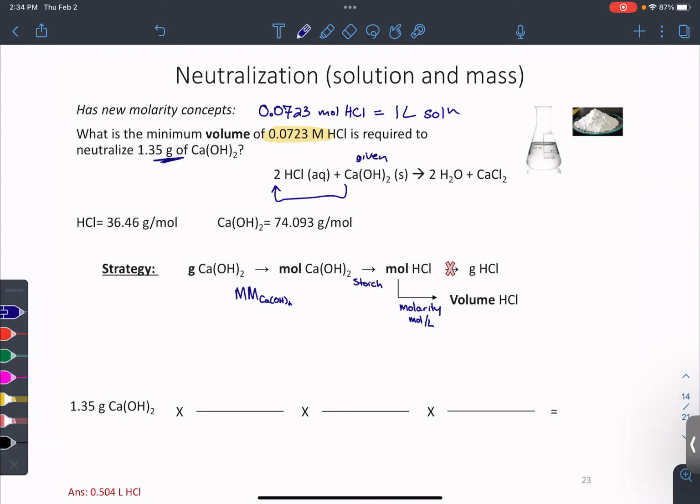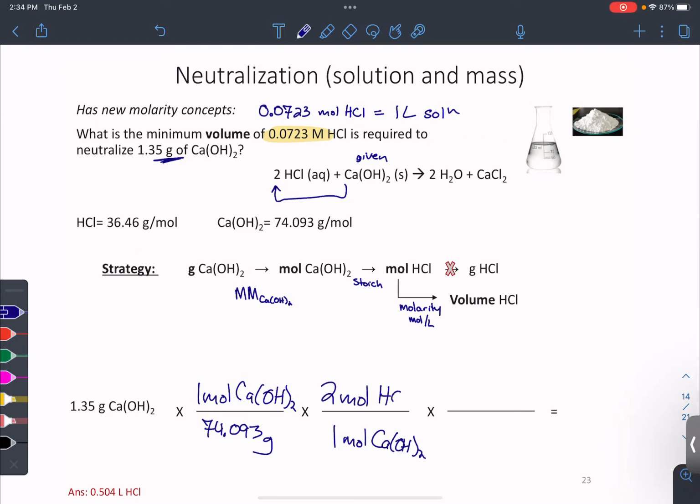So gram amount, we're starting this off exactly the same. 74.093 grams is 1 mole of calcium hydroxide. Now that I'm in moles of calcium hydroxide, I can do the stoichiometry. So 1 mole of that base, calcium hydroxide, is 2 moles of HCl, and this came from the balanced chemical equation.